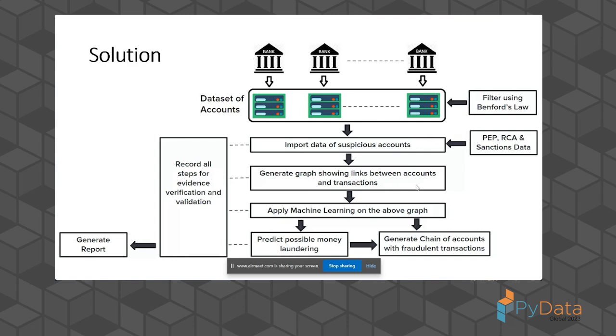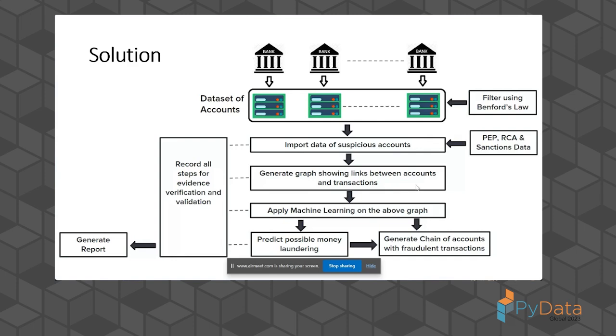Now we can apply Benford's law here. We'll see what Benford's law is. Benford's law gives us some indication, some hints of possible money laundering. Then after that, we have to import data of suspicious accounts. And here we also need to consider whether these accounts are related to PEP, RCA, or even sanctions data.